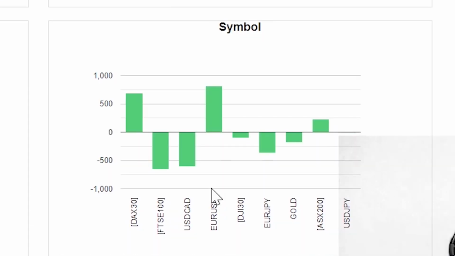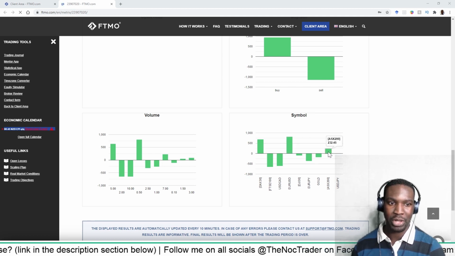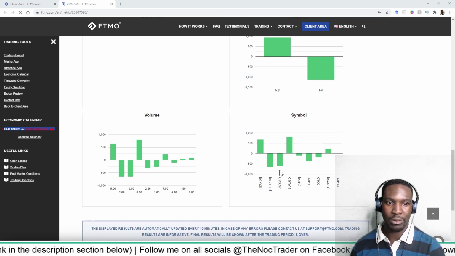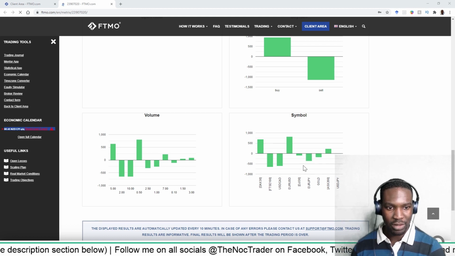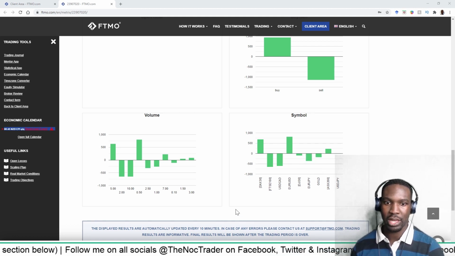And no surprise there, I made quite a lot of money on euro, US dollar, and on the DAX. DAX is my bread and butter, as you guys probably know. Made a little bit on the ASX as well. And the other ones I lost a bit of money. So I lost some money on FTSE. I hate FTSE. I need to stop trading that.